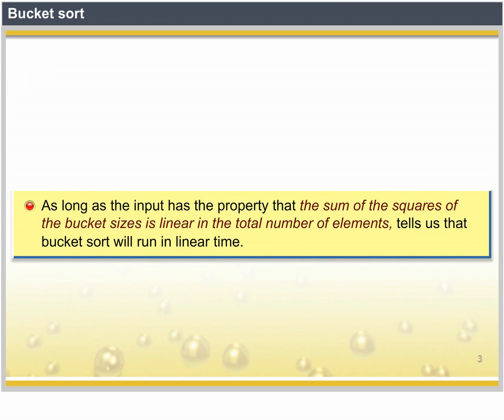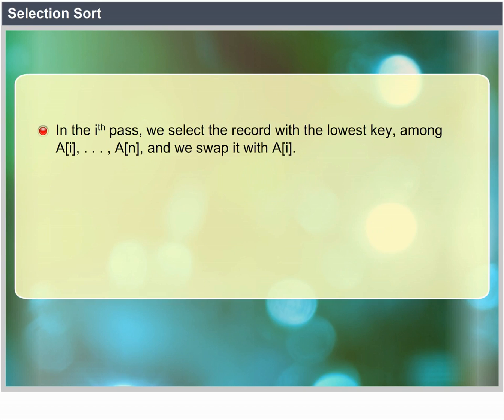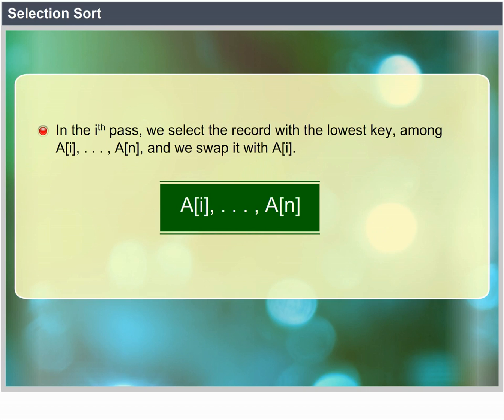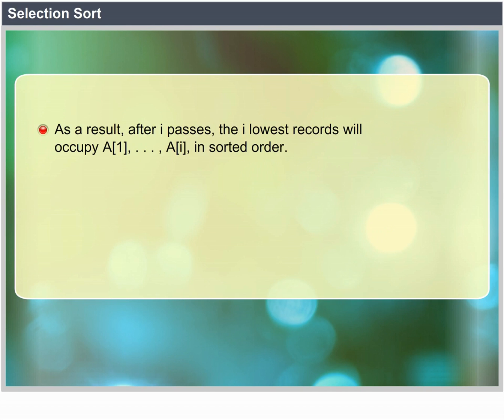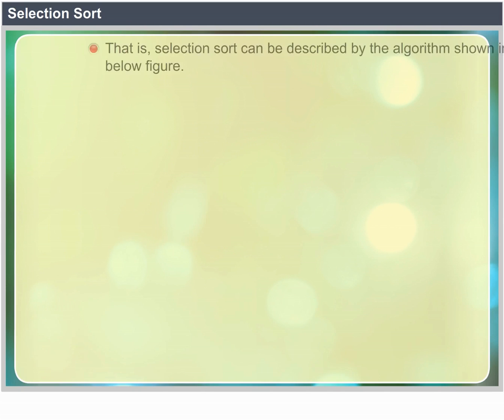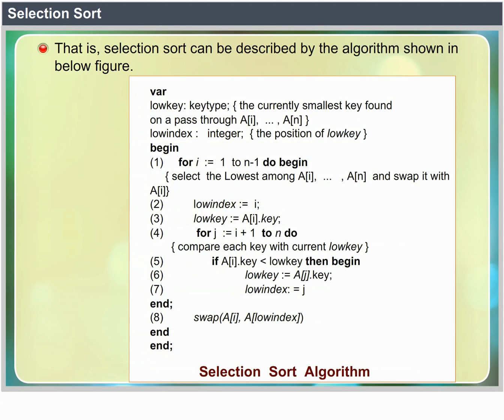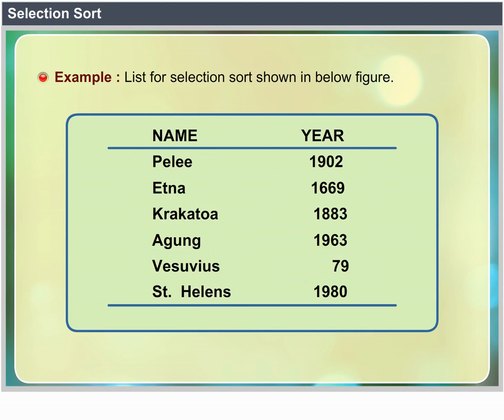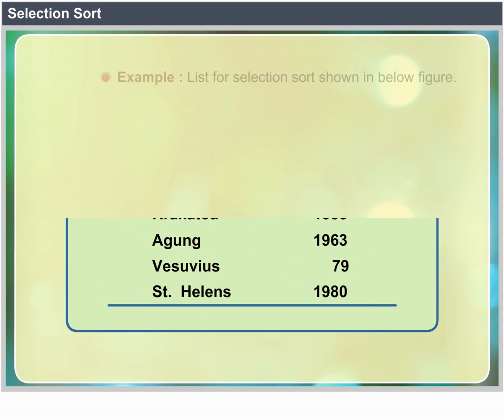Selection sort. In the ith pass, we select the record with the lowest key among A[i] up to A[n], and we swap it with A[i]. As a result, after i passes, the i lowest records will occupy A[1] up to A[i] in sorted order. That is, selection sort can be described by the algorithm shown in the figure below. Example list for selection sort is shown in the figure below. The passes of selection sort on the given list are shown in the figure below.